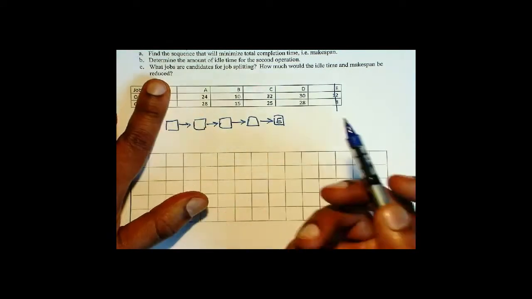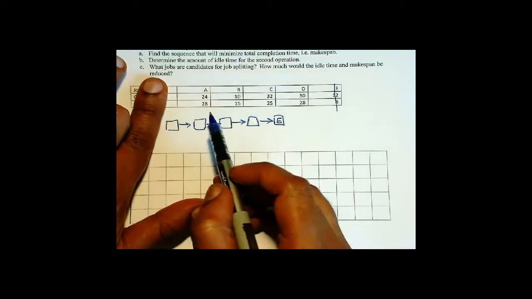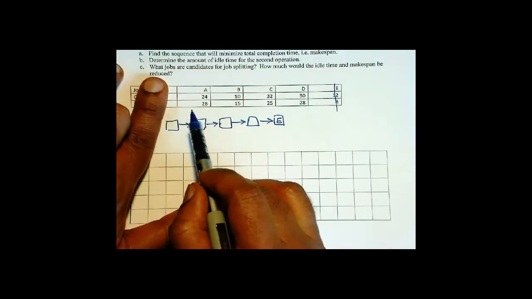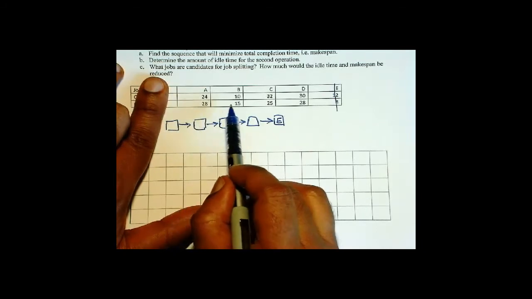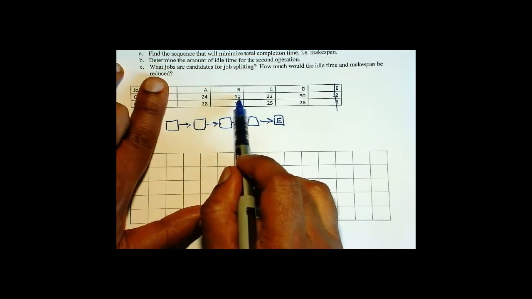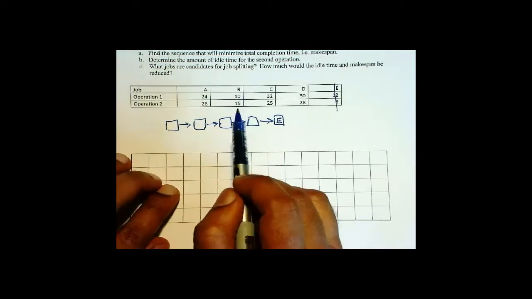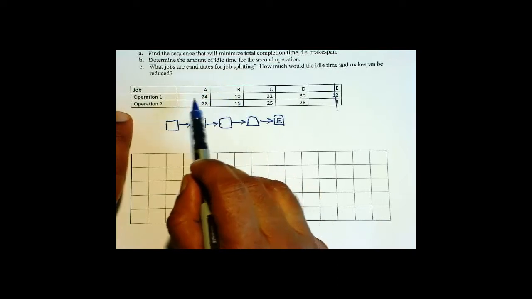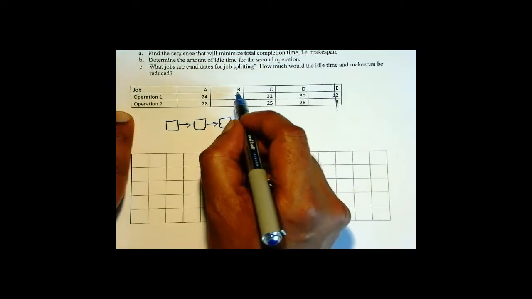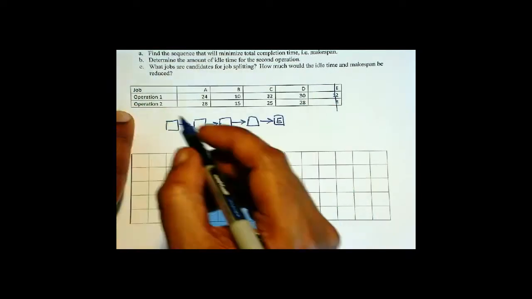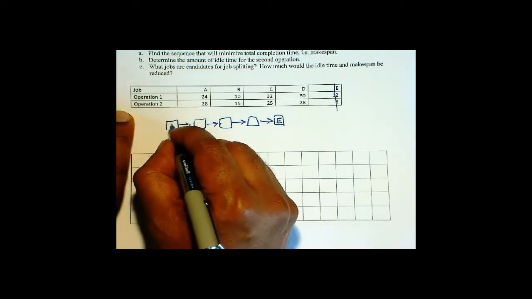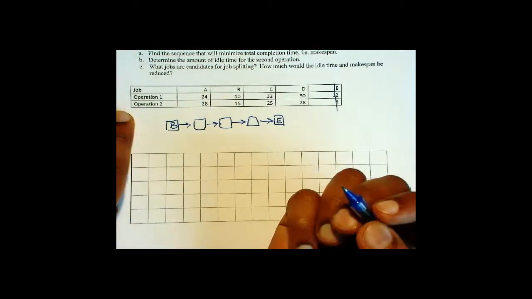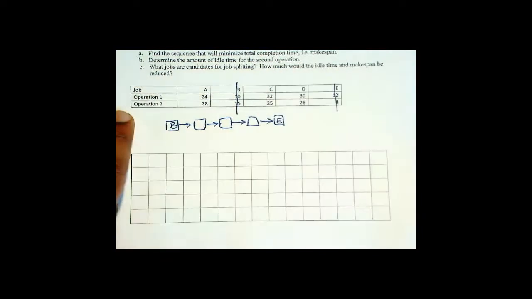Now let's look at the remaining operations. Once again, don't pay any attention to which operation. Select the smallest value. This time the smallest value is 10. So you select B. Now consider which operation the 10 belongs to. The 10 belongs to operation 1, so schedule B as early as possible. So that will be there. Now you cross out B.